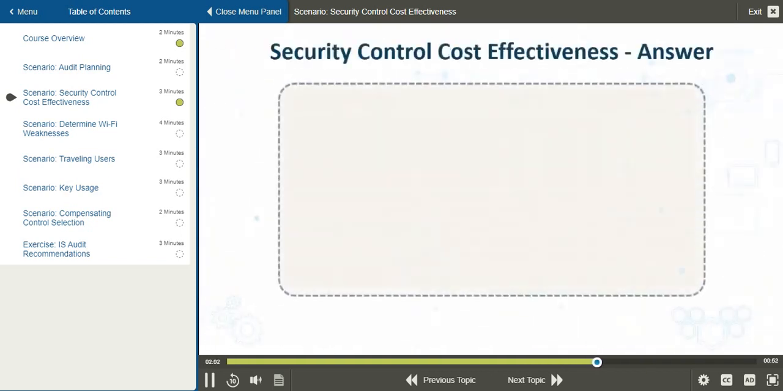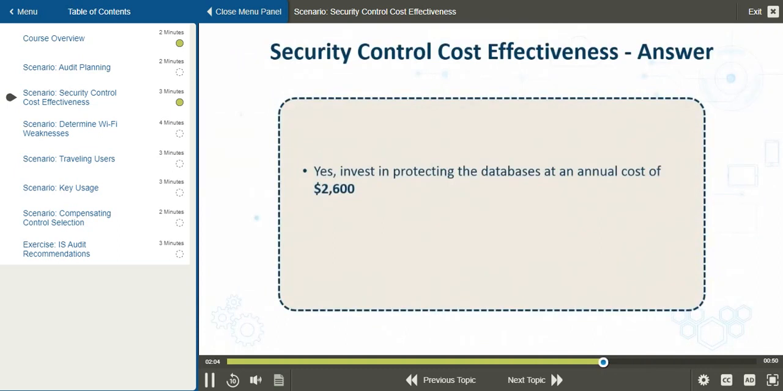Well, the answer lies in mathematics. In this case, the answer is yes. Investing in protecting the databases at an annual cost of $2,600 is worth it. But how do we know that? How can we back up that assertion?